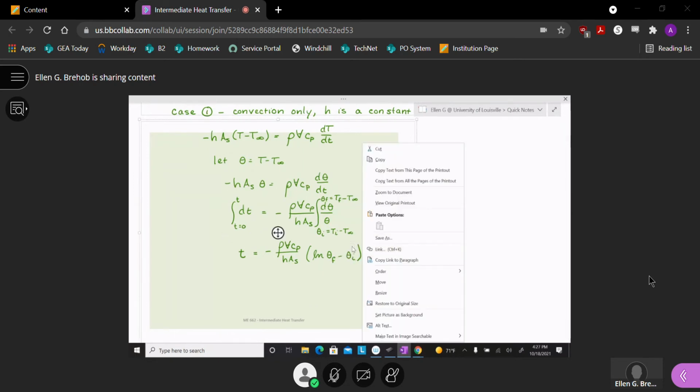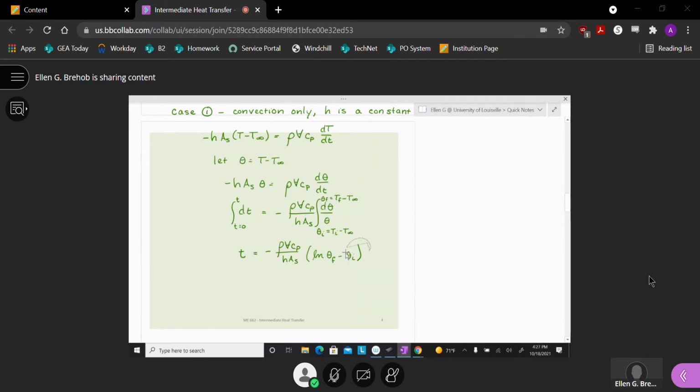Let's get our natural log in there. Okay, so a couple things I can do is I can absorb this negative sign, so I'll have natural log theta I minus theta final. And rather than writing this as the difference of natural logs, I will write it as the natural log of a ratio of these thetas.